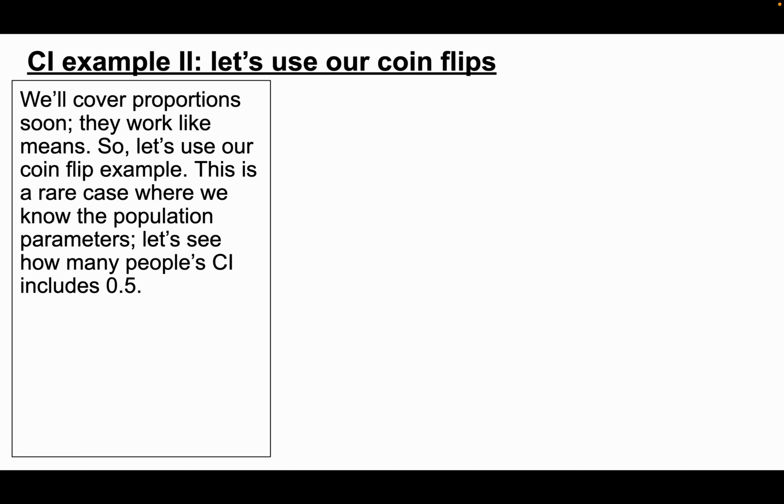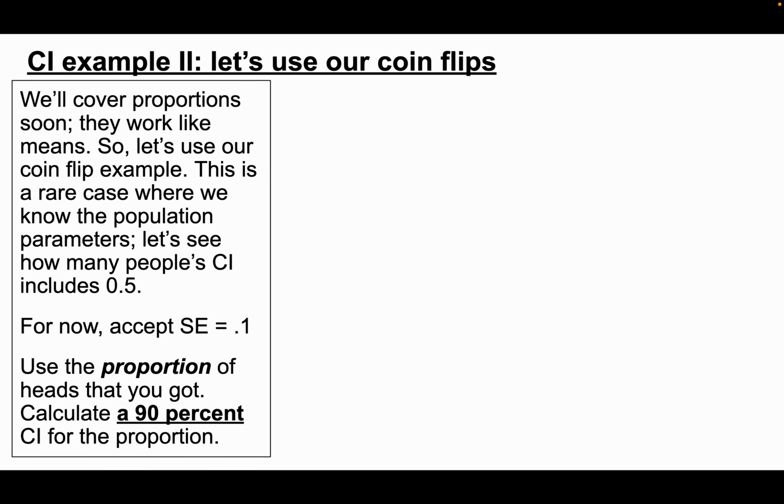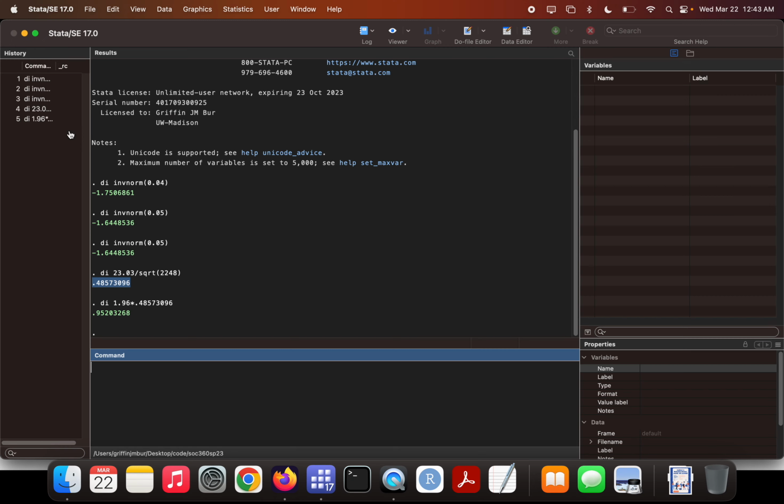This is a rare case where we know the population parameters. We know that the true mean of a fair coin that we all had was 0.5, and that was the proportion as well. So let's see how many people's confidence interval includes 0.5. For now, you can just accept that the standard error in this case happens to be 0.1. And using the proportion of heads that you got, you should calculate a 90% confidence interval for the proportion. So when I did this, I think I happened to get 14 heads. So what I would do here is I could do this in Stata, and I could say display in this case, so we have our sample mean, which would be 14 out of 25, so we'll calculate that.